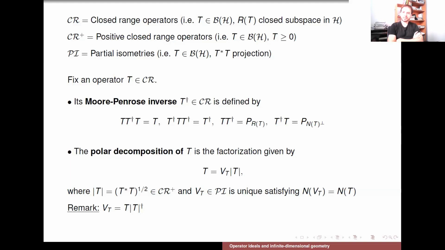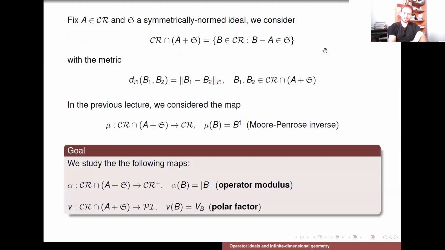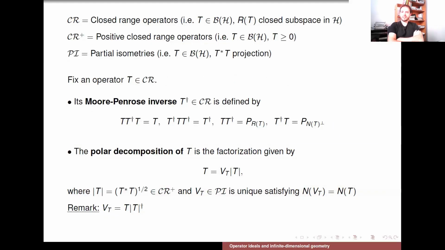Some notation here: CR will be the set of closed range operators of our Hilbert space, and CR plus will be the positive closed range operators. Here, positive is in a non-strict sense, and PI will be the partial isometries. From our previous lecture, we know that for every closed range operator T, the Moore-Penrose inverse T dagger is another closed range operator defined by the following four conditions.